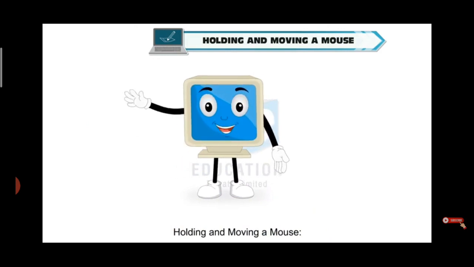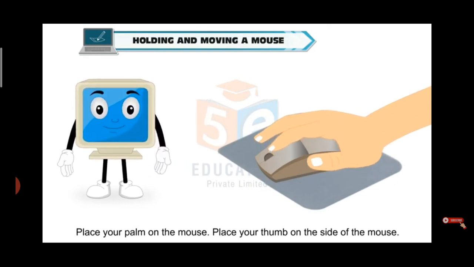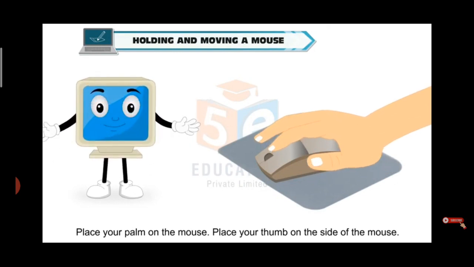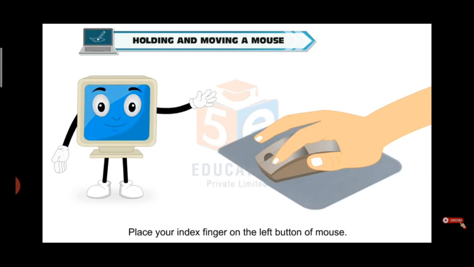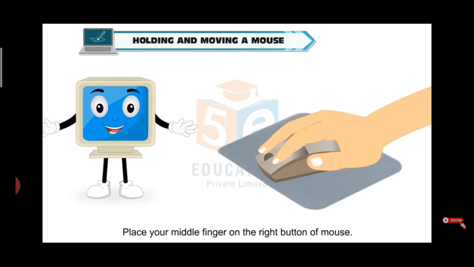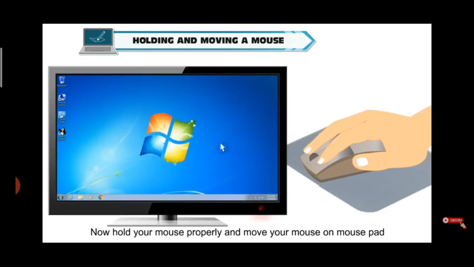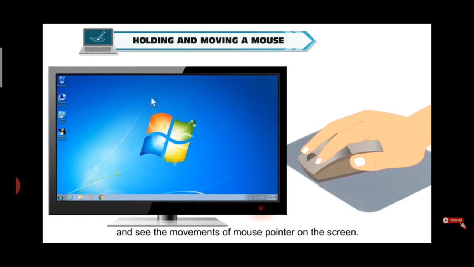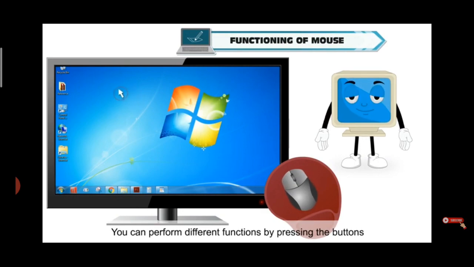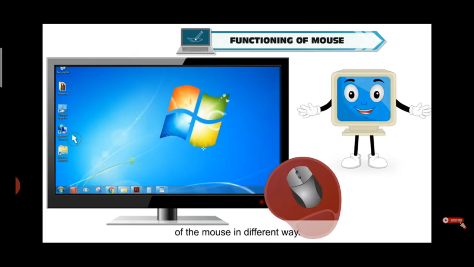Holding and moving a mouse. Place your palm on the mouse. Place your thumb on the side of the mouse. Place your index finger on the left button of the mouse. Place your middle finger on the right button of the mouse. Now hold your mouse properly and move your mouse on the mouse pad and see the movements of the mouse pointer on the screen. You can perform different functions by pressing the buttons of the mouse in different ways.